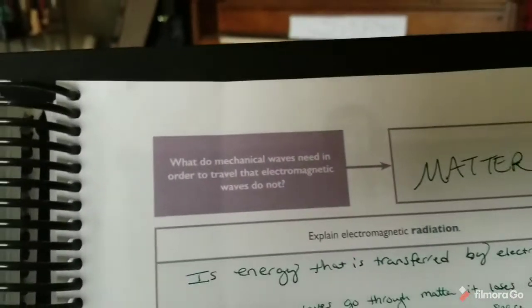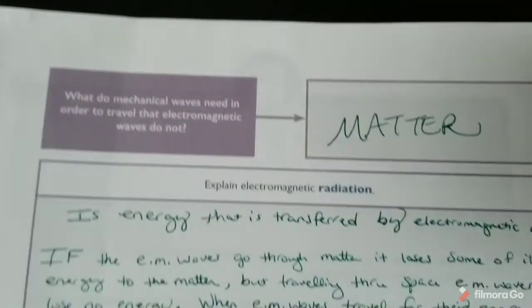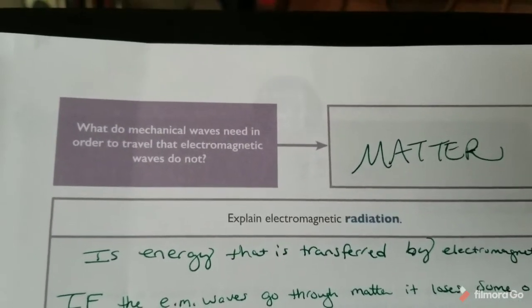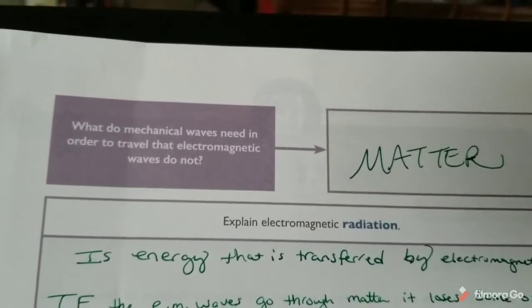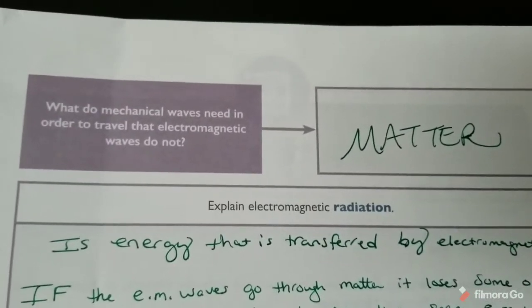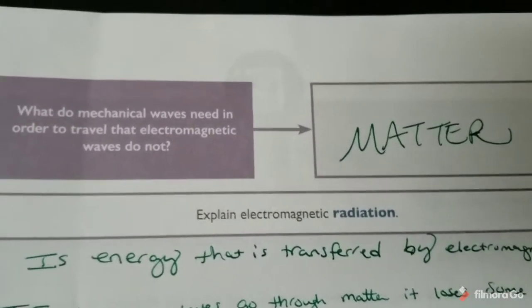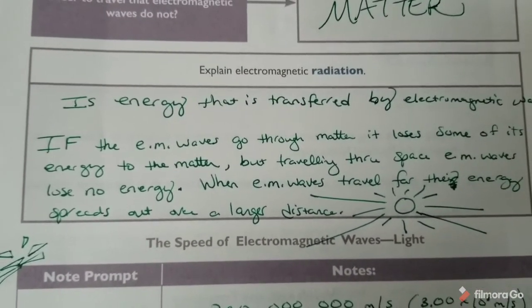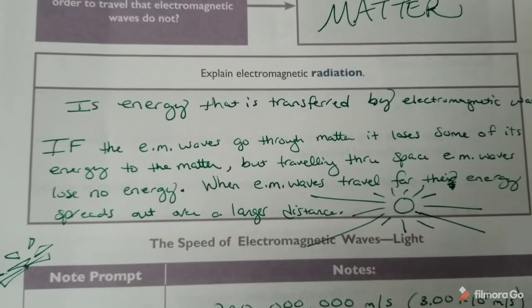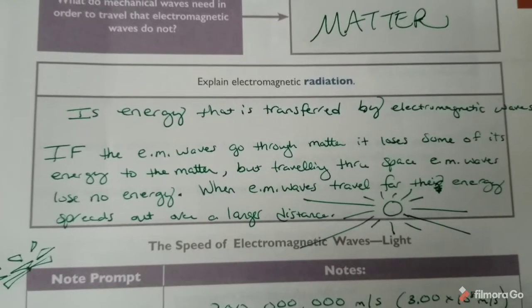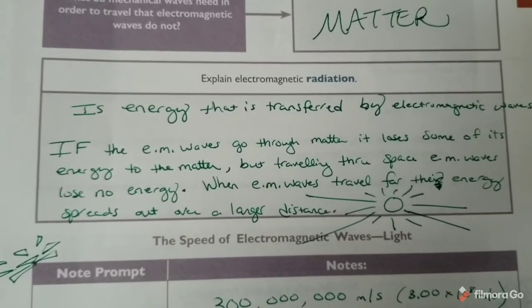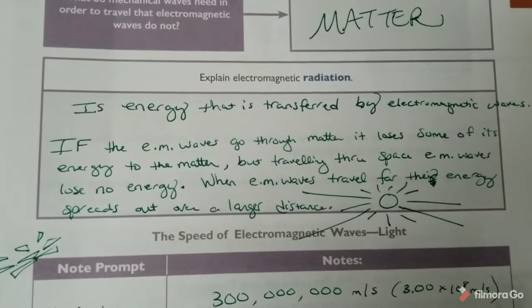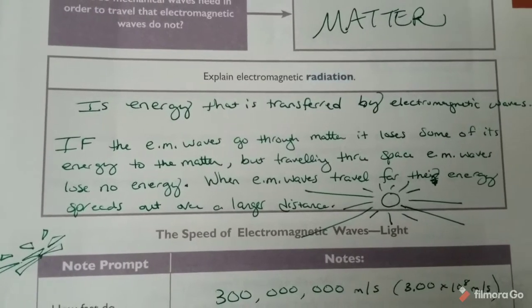Okay, we're on page 295, and sorry for the shadow. I'll do my best there. What do mechanical waves need in order to travel that electromagnetic waves do not? They need matter. So the thing to go through. I'm not going to try to explain everything. It'll take too long. Electromagnetic radiation is the energy that is transferred by electromagnetic waves. If the electromagnetic waves go through matter, it loses some of its energy to the matter. But traveling through space, electromagnetic waves lose no energy.